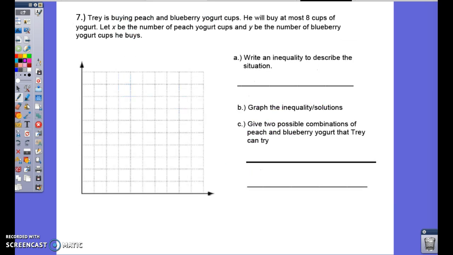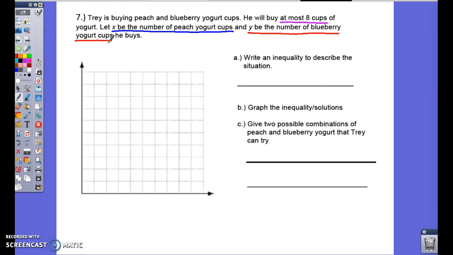All right, well, hopefully you've mastered those previous 6 problems. We now have one last problem to do here in this section. We have the problem, Trey is buying peach and blueberry yogurt cups. He will buy at most 8 cups, so that's very important, of the yogurt. And they're telling us to let x represent the number of peach yogurt cups. And with red here, it looks like they're saying y represents the number of blueberry yogurt cups. Okay? And they're asking us to write an inequality to describe the situation.